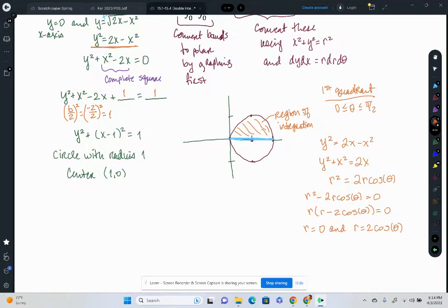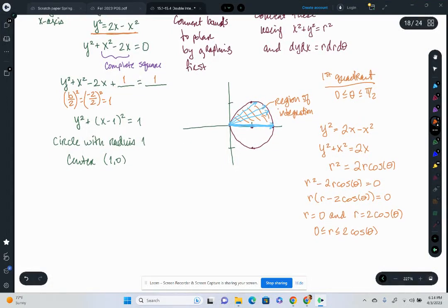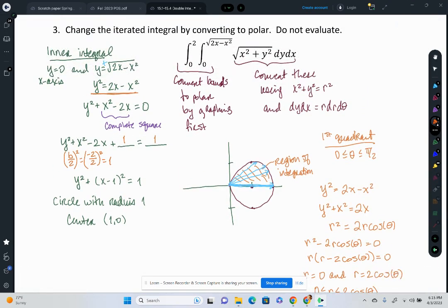That makes sense given that we're trying to map this out. If we're on the x-axis, we've got a radial arm that has a length of 2. But if we start sweeping out, we're getting stopped at a shorter and shorter length for our radial arm, and it is dependent on the value of theta. So this is how we get our bounds. This means that 0 is the lower bound for r, and 2 cosine of theta is the upper bound for r.